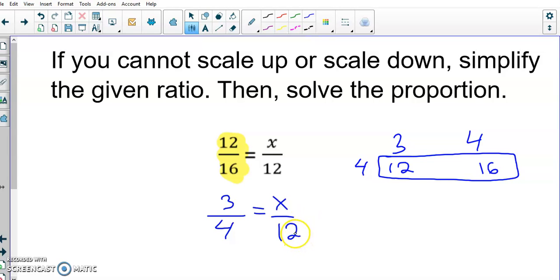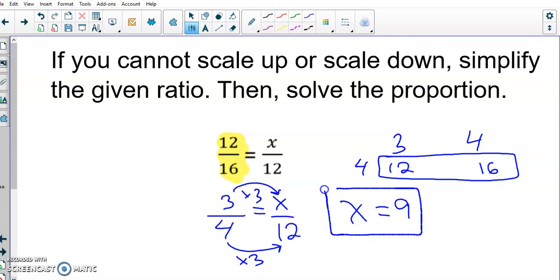Now we can solve this proportion. We draw our arrows towards the x. We're going from 4 to 12, so we're scaling up, which is multiplying. 4 times 3 equals 12, so 3 times 3 equals x, so x equals 9. And that's our final answer.